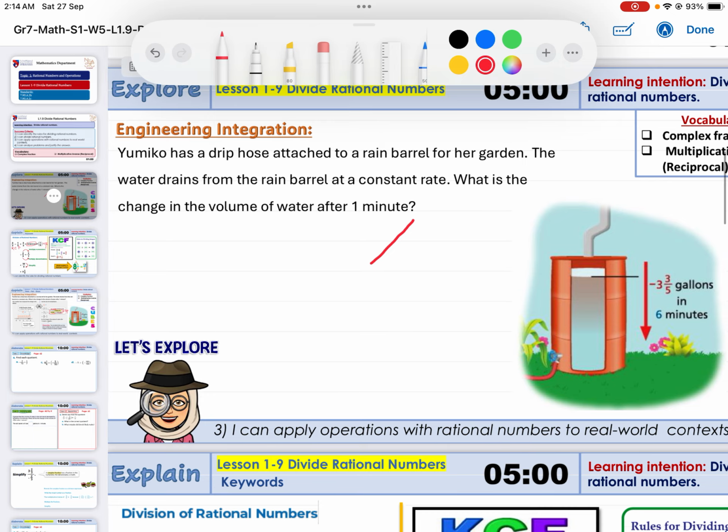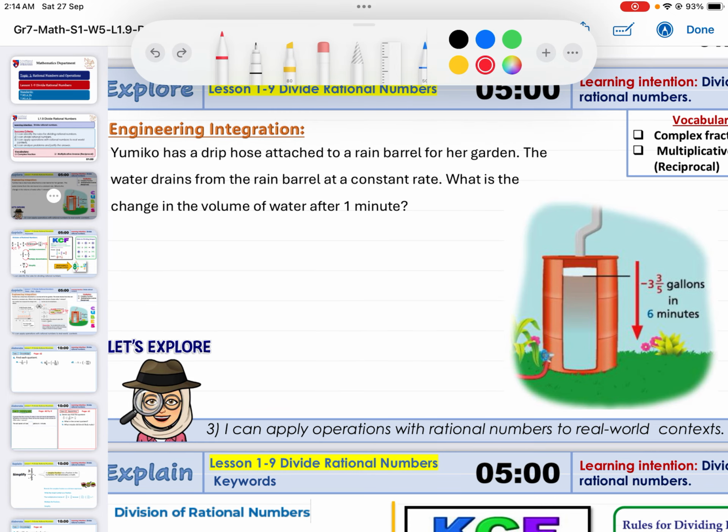Okay, so we have Yumiko. She has a drip hose attached to a rain barrel for her garden. The water drains from the rain barrel at a constant rate. Okay, constant rate. What is the change per minute after 1 minute? So as you can see here, they're giving you how much the drip hose is dripping in 6 minutes. Okay, in 6 minutes. But the question is asking you per minute.